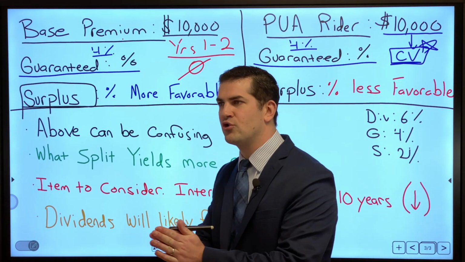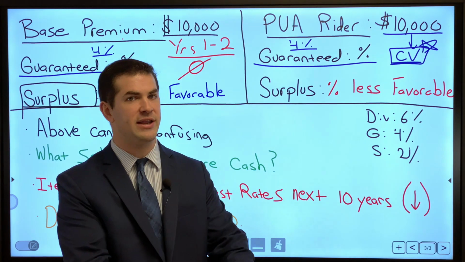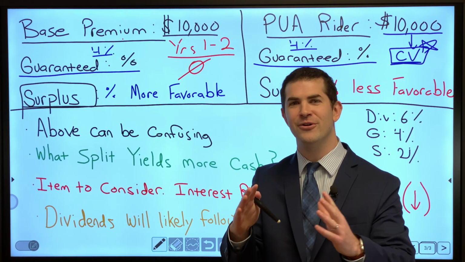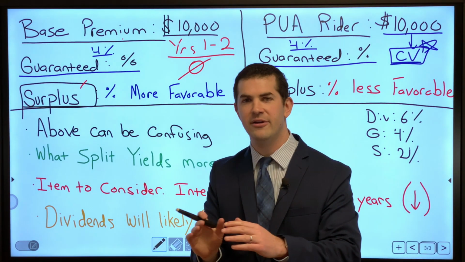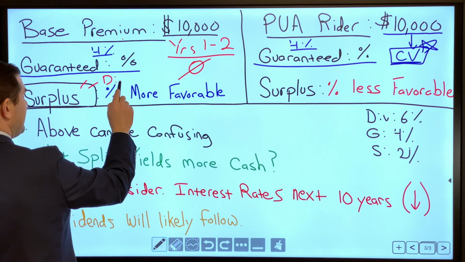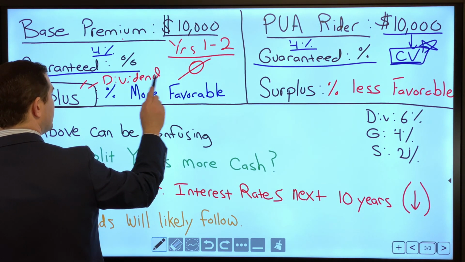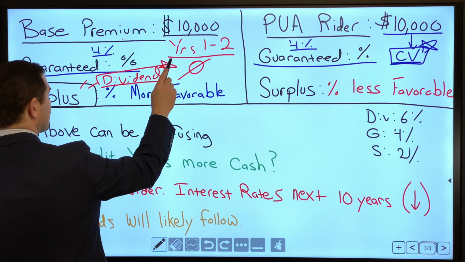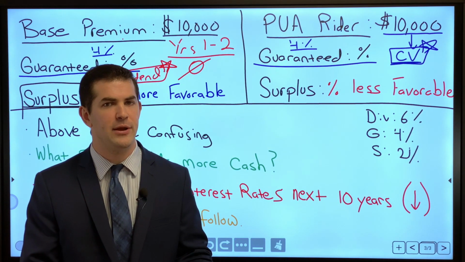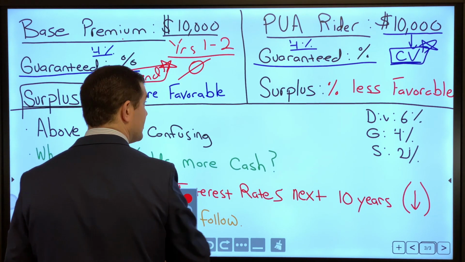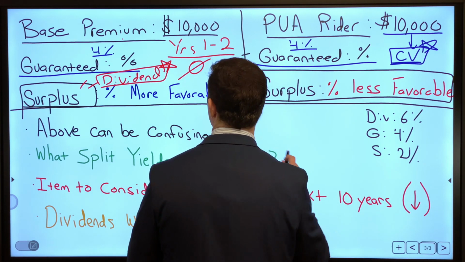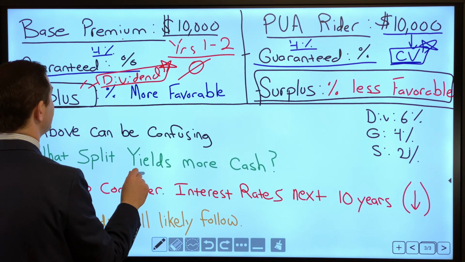So when you look at illustrations from 10 plus years ago when dividend rates were higher, it would sometimes make sense to have a higher base premium because that higher dividend, that surplus formula, favors the base premium. Meaning, you're going to see a higher dividend number on any illustration in the next couple of videos when we actually show some numbers on a higher base premium split. Very important to be aware of this. Whereas the surplus on PUA dollars is not as favorable. Now this can be confusing, and this is definitely one of the most technical topics there is.